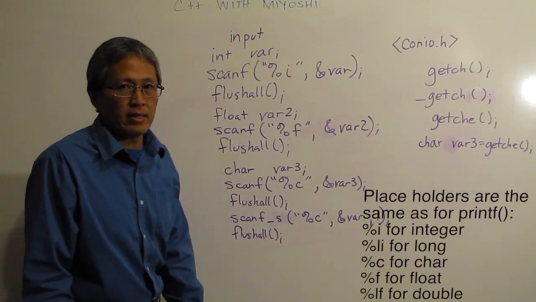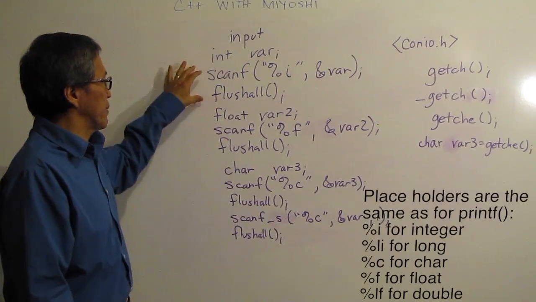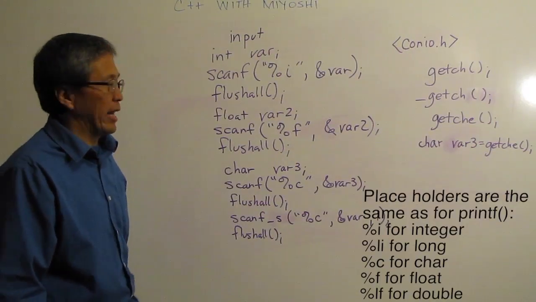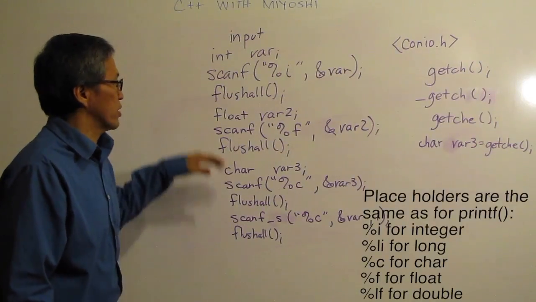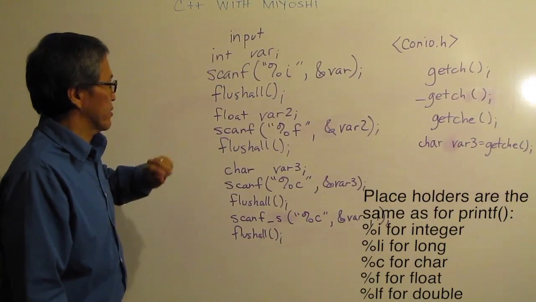Then we have this flushall. What it does is it clears out what's called the buffer, and basically you need to make sure you have that after each scanf. Just make sure if you do that, then you shouldn't have too many problems with your scanfs.